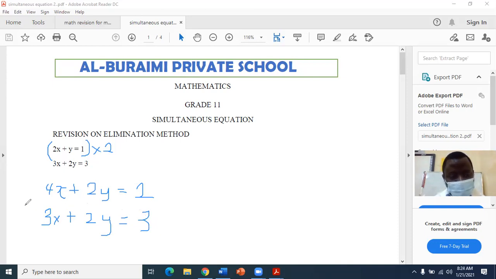It is now easier for me to eliminate. All I do is subtract them. If I subtract them, 4x minus 3x is going to be 1x, because 4 minus 3 is 1. Now, 2y minus 2y is going to be 0, because 2 minus 2 is 0. Then 2 minus 3 is minus 1, so it is equal to negative 1. It means that my x is equal to minus 1.